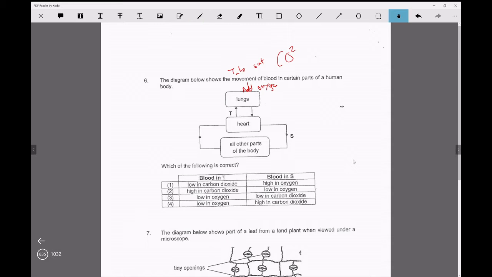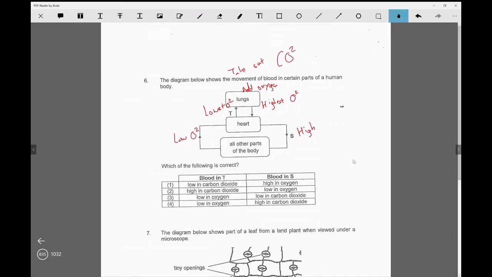So here should be the highest amount of oxygen. I just write O2, O2 stands for oxygen. This one, because the heart used a bit, right? So the oxygen will reduce, but it's still quite a lot. Then after all parts of the body, you will use it. So there will be very, very little oxygen here. And then the heart will once again use some of the oxygen. So here's the lowest oxygen.